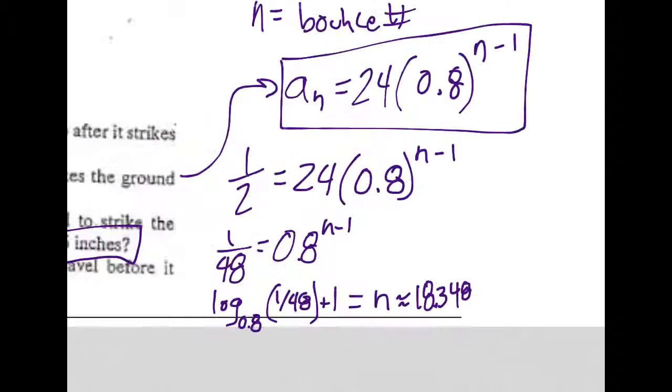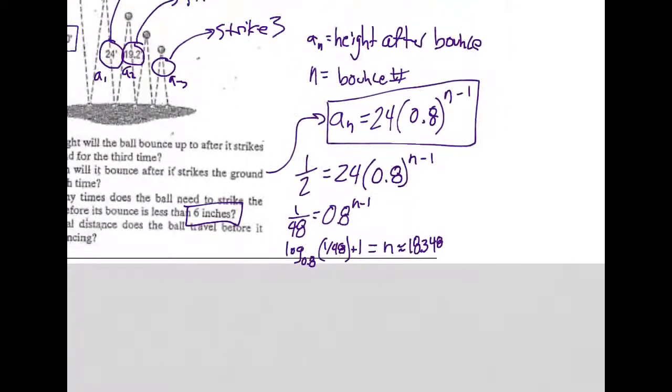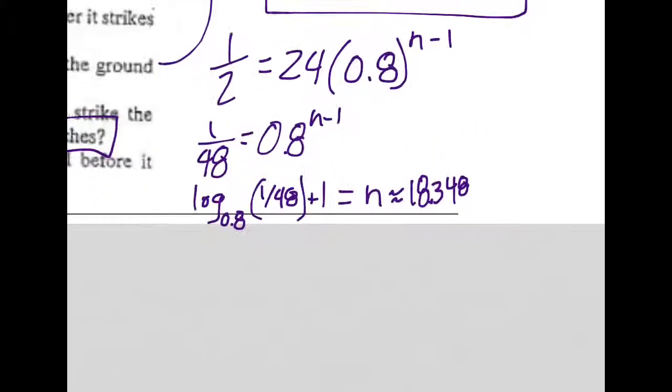But remember, we're saying that would get us exactly 6 inches, but we're never going to have a bounce height of exactly 6 inches, essentially what this is telling us. So now we need to think about what our answer should be. Well, should it be 17 bounces? Should it be 18 bounces? Or should it be 19 bounces?